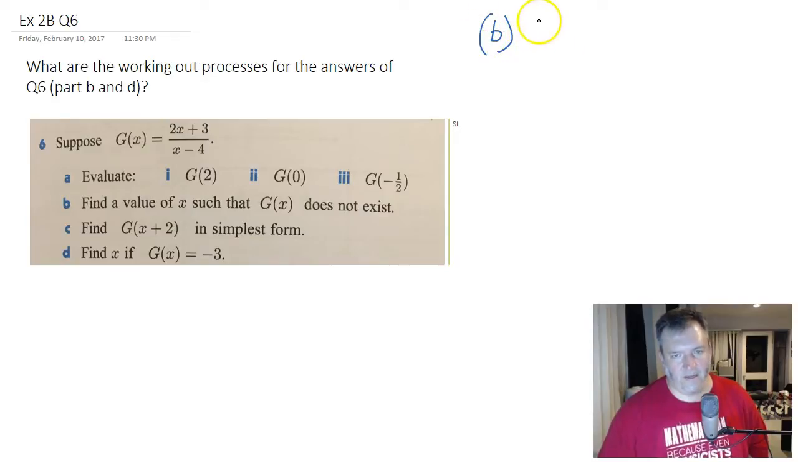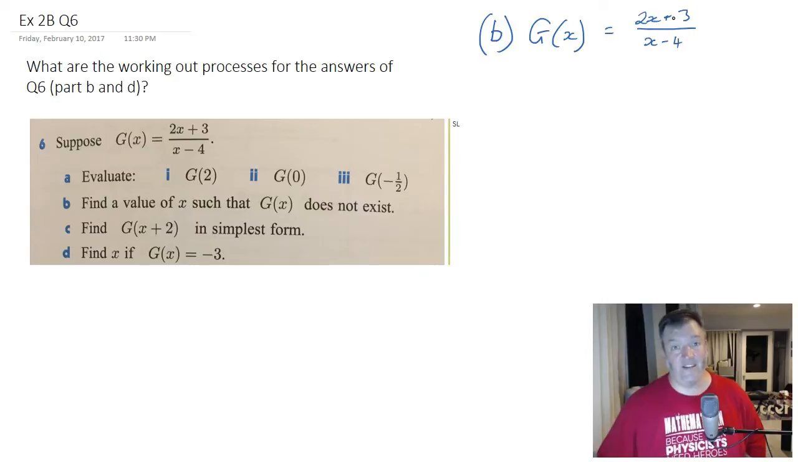I like that one. So here I have a function, capital G of x, and it's equal to 2x plus 3 divided by x minus 4. So when a function doesn't exist, that's really saying, where is it undefined? Where is it not part of the domain? What values of x don't satisfy the domain? What numbers can't I put into the equation?